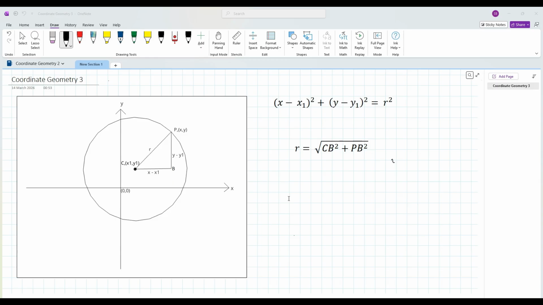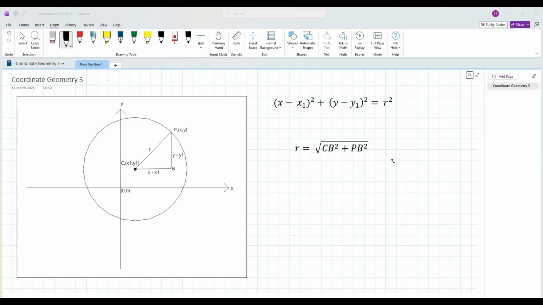Within the circle, we form a right-angled triangle that we can label as PBC. Given the sides of the triangle as x minus x1 and y minus y1, we can use Pythagoras theorem to calculate the magnitude of the radius. So this is r equals the square root of CB squared plus PB squared, as displayed.